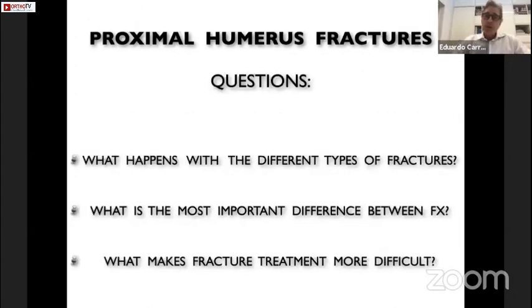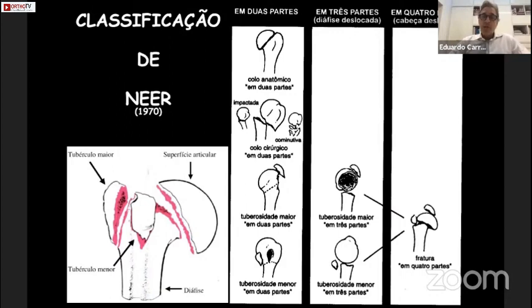Well, I would like to answer these questions after the presentation. What happens with the different types of fractures, and what is the most important difference between them? And finally, what makes the treatment difficult? Because we can see some fractures that go well and some of them that go very bad, is very difficult to treat. Well, first of all, I would like to remember the NIR classification.